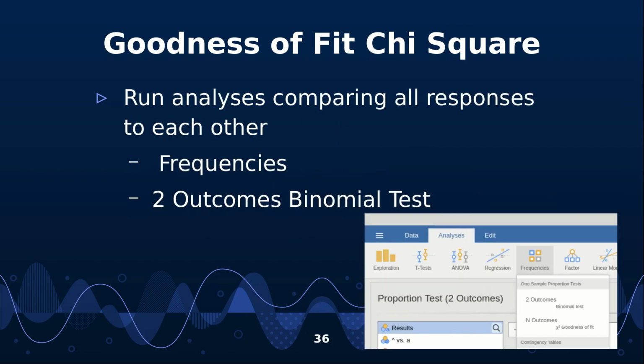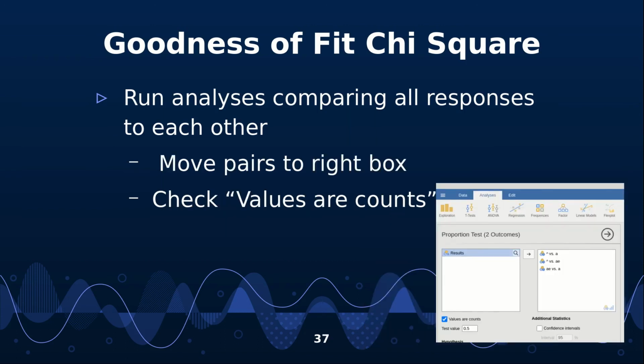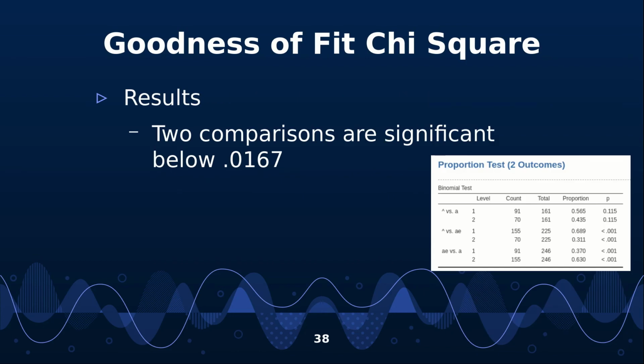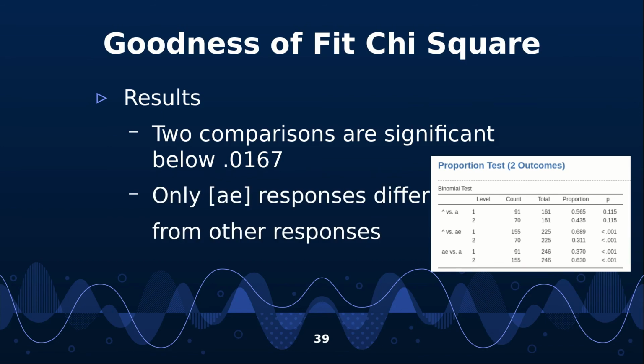To do this analysis, we go to frequencies once again and 2 outcomes binomial test, and we plug our 3 comparisons in. And what we find is that 2 of the 3 are significant. The ones that are significant are the ones that compare the A responses to the other ones.